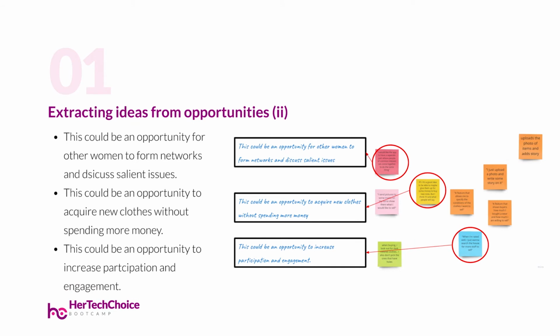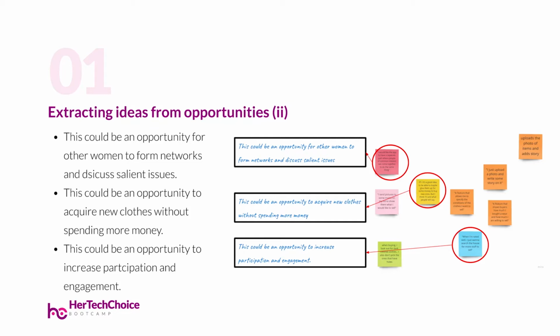So for example, we have: "I would like the app to have a separate part where people of common interest can come together to do the same thing." This could be an opportunity for other women to form networks and discuss salient points based on the brief we have been working with over time, which is selling of babies' used clothes by African moms.